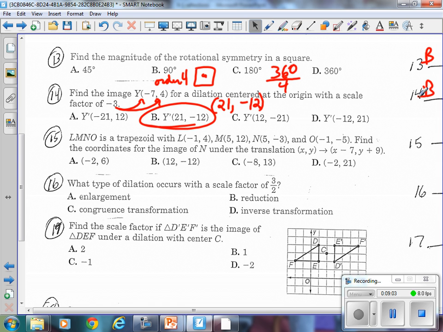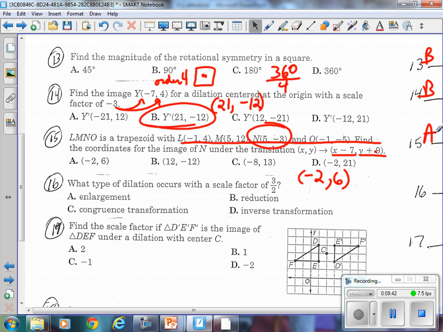Number 15, LMNO is a trapezoid and it gives you all these coordinates on here. Find the coordinates of the image N' under the translation. So all we really care about is the N right here. They didn't ask us to find all the rest of them. All we're going to do is subtract 7 from the X and add 9 to the Y. So we take 5, that's the X coordinate, minus 7, which gives us -2. Add 9 to the Y, -3 plus 9 is positive 6. So the answer should be -2, positive 6, which is A.